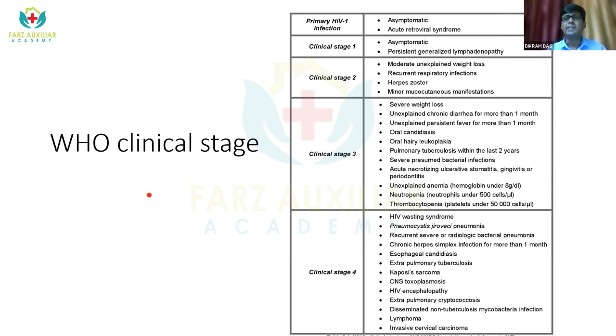Clinical stage 1 will be asymptomatic with persistent generalized lymphadenopathy. Clinical stage 2 has moderate unexplained weight loss, herpes zoster could be there, and minor mucocutaneous manifestations could be there. Stage 3 actually is very important because in clinical stage 3 and 4 we should be very cautious in treating the patient, because if we don't start the therapy, the patient may worsen quickly. But as of now, we have to start ART as early as possible as per the recent guideline.